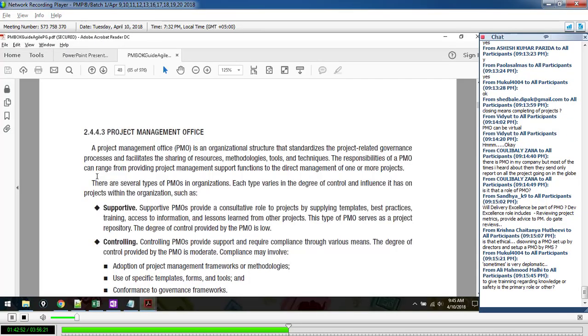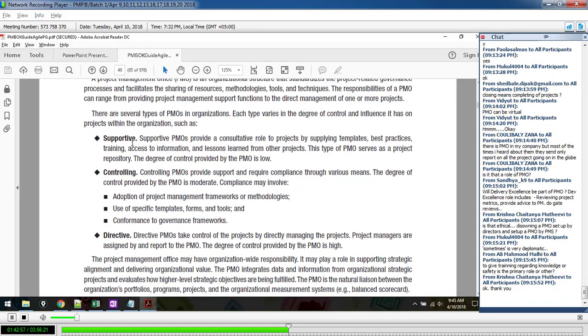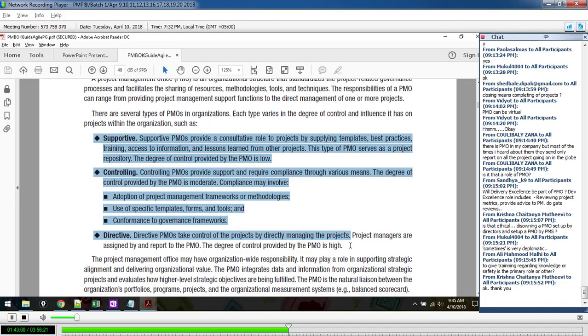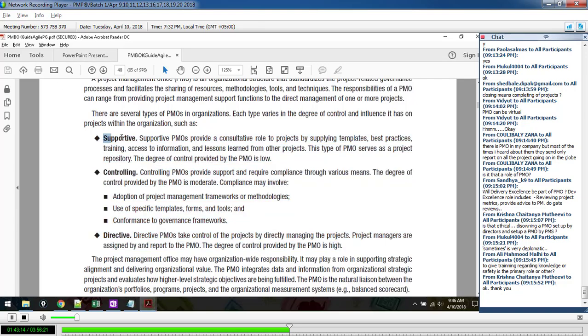Okay, page 48 of the PMO, right? Here we go. Now, look at this. The PMBOK, hold on guys, the PMBOK breaks PMOs into another set of categories. To give training regarding knowledge or safety is a primary role. It's generally a primary role, Ali, but PMOs can be supportive, consultative. That's no decision making. What you were describing, sending out emails, is probably a supportive PMO. The degree of control provided by the PMO is low. It works primarily as a project repository, okay?